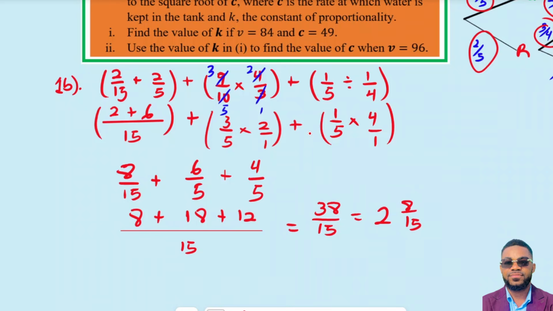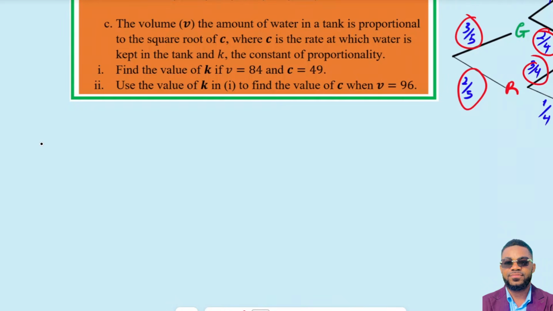Let's get our next question. So let's get the last question. That's going to be question 1C. The volume V, that's the amount of water in a tank, is proportional to the square root of C, where C is the rate at which water is kept in the tank, and K is the constant of proportionality. We have to find the value of K if V is equal to 84, and C is equal to 49. We have to use the value of K in I to find the value of C when V is equal to 96.